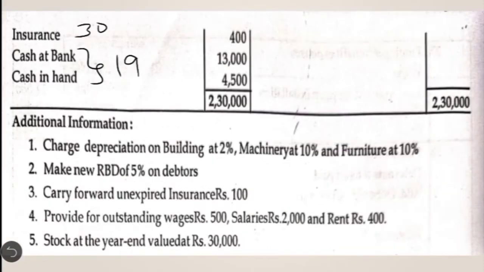Then other additional information. First one, charge depreciation on building at 2%, machinery at 10%, and furniture at 10%.